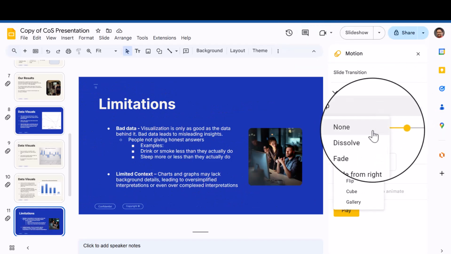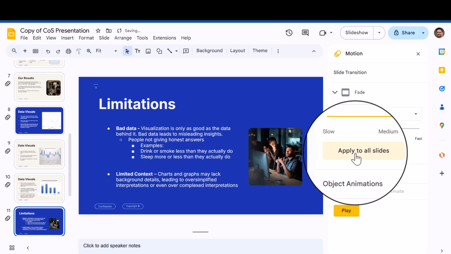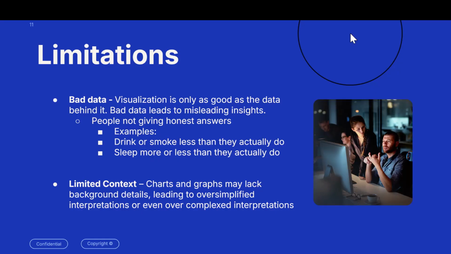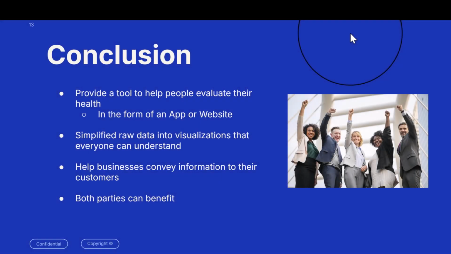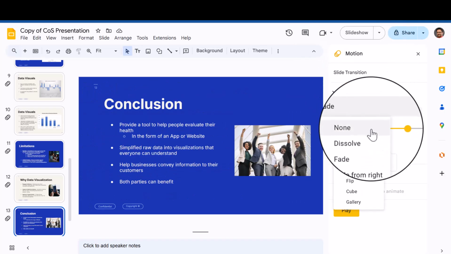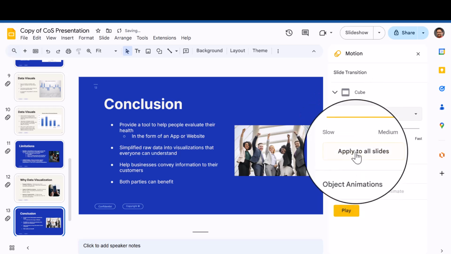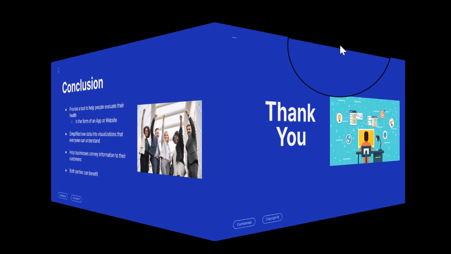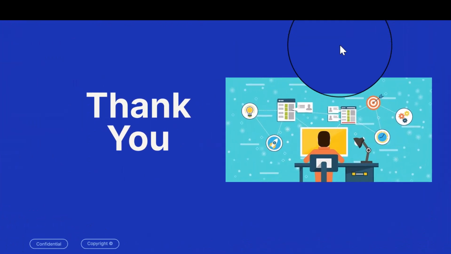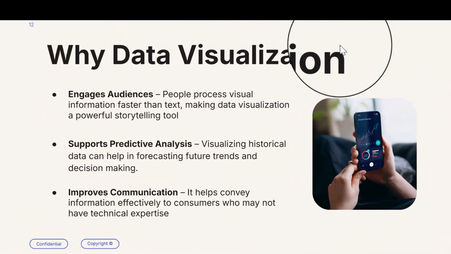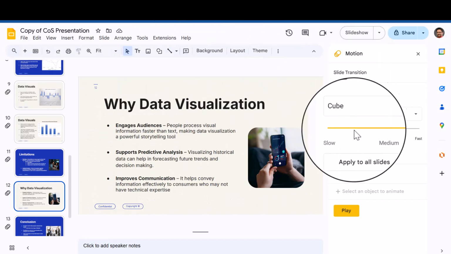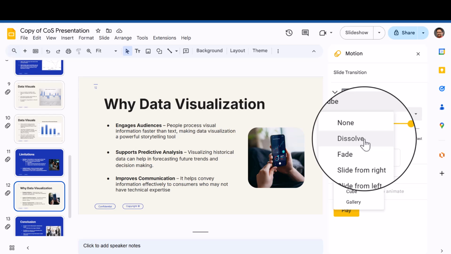But let's just take a look at a few more here. The fade, apply to all. And we've got the next one. And the next one. Okay. Cube is an interesting one. Okay, removes that. But again, remember your audience. You've got to think about the audience. Is that going to be too much for them, for their eyes? Maybe you just don't have one.